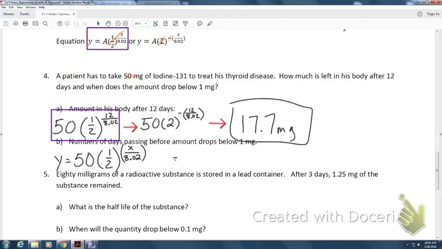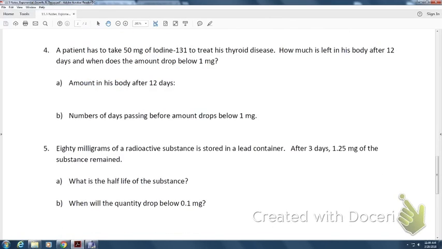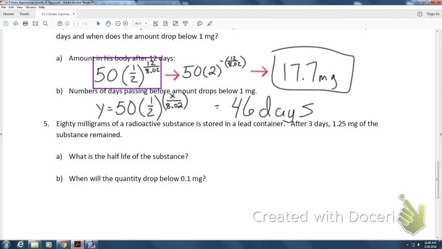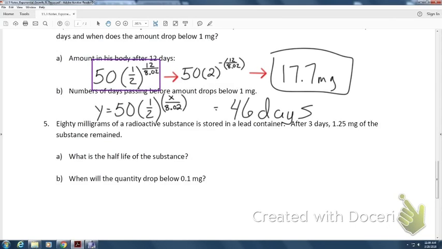Okay, so on that you should have gotten that it would take about 46 days. So let's go down to the last problem. So know that this is a different problem. So the half-life is not 8.02 on this. Carrie, will you read it for us? After 3 days, 1.25 mg of the substance remain.